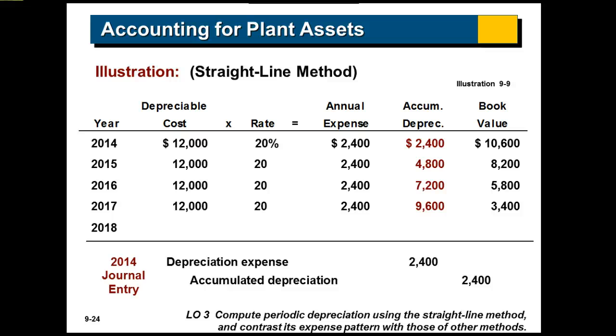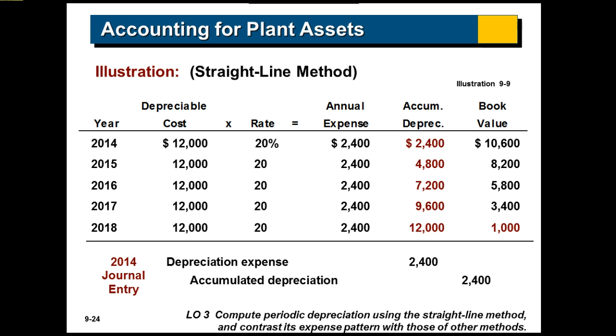Our adjusted basis, or our book value, will be our $12,000 minus $4,800, or $8,200. Same with year 3 and year 4. We just continue to reduce our book value as we're increasing our accumulated depreciation account. So the first year, when we record depreciation, we'll debit our depreciation expense of $2,400, and we'll credit our accumulated depreciation of $2,400.